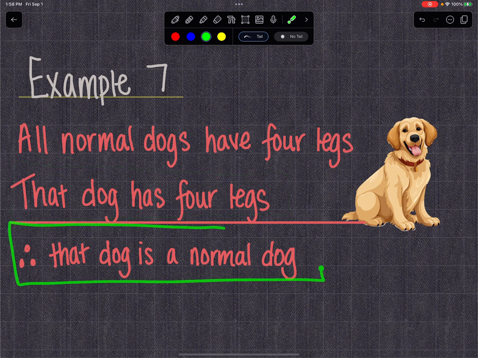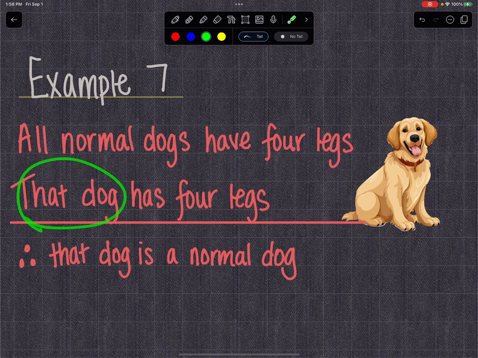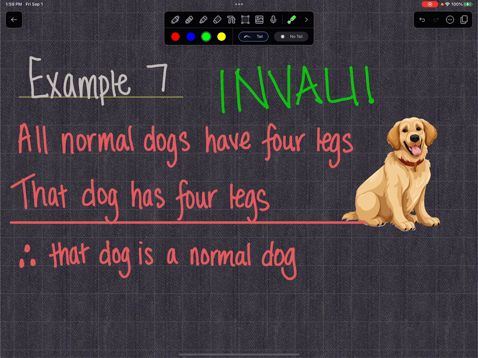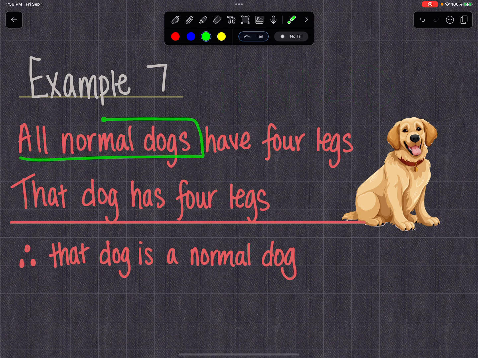Therefore, that dog is a normal dog. So we don't know if that dog belongs to this set or not. So this argument is going to be invalid, because the set that they're talking about is all normal dogs, and we don't know if that dog is a normal dog. Like, you could have 4 legs but still not be a normal dog. It doesn't necessarily go backwards.